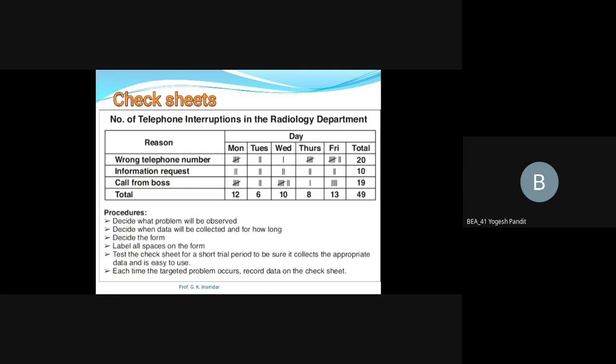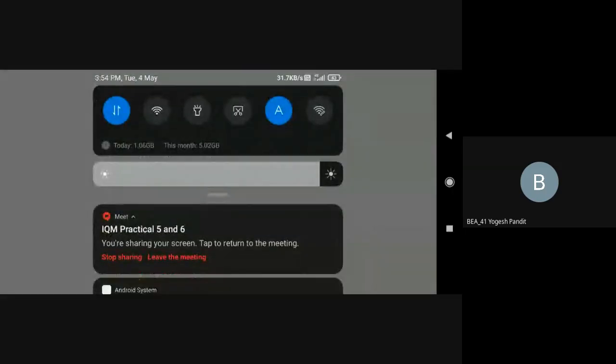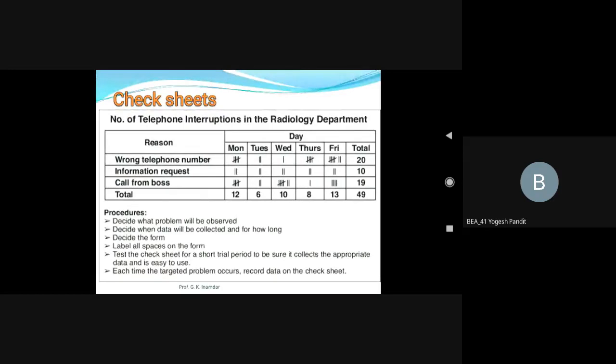Also passengers in transportation, is it right? So these types of check sheets are generally used. For example, here the number of telephone interruptions in the radiology department is one example we have taken. So decide what problem will be observed, decide what data will be collected and for how long. This is the basic information.